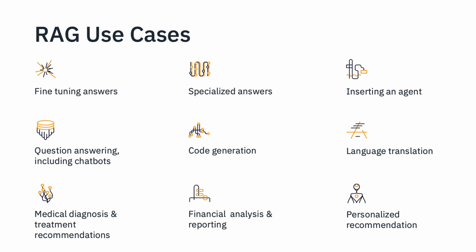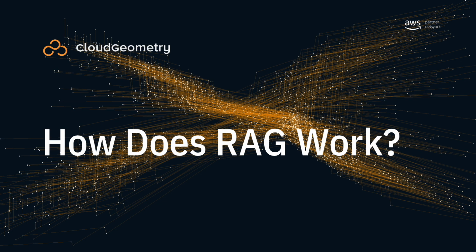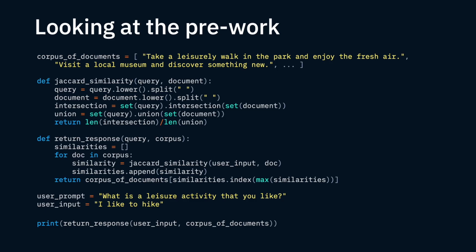It would be the same thing for personalized recommendations. These are things that are specific to that person. So there's a lot of different ways that you can use RAG, a lot of different reasons that you might want to use it. So the question is, how does it actually work? It's great that you can do it, but how do you do it?